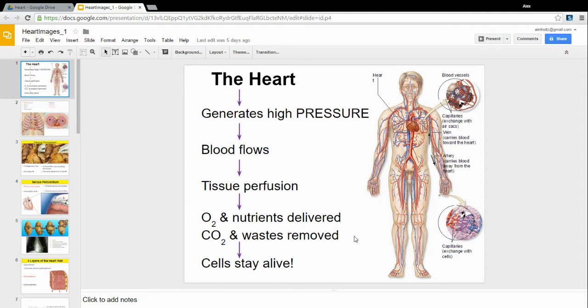So blood flows, blood gets to the tissues. This movement of blood to the tissues is called tissue perfusion. And the whole point, as we know, is to deliver the good stuff, oxygen, nutrients, and get rid of the bad stuff, CO2 and wastes. And thus, we maintain homeostasis. Cells stay alive, and of course, tissues, organs, organ systems, and you stay alive as well.